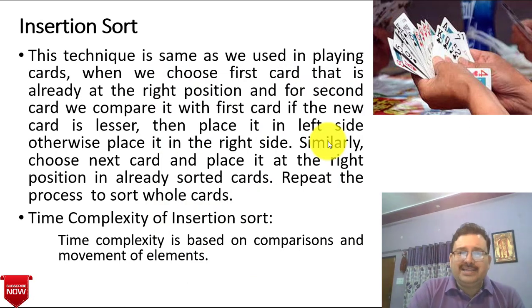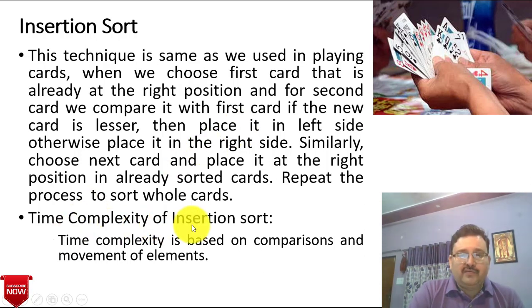So this technique is the same as we use with playing cards. When we choose the first card, it is already at the right position, and for the second card we compare it with the first card. If the new card is lesser, then place it on the left side, otherwise place it on the right side. Similarly, choose the next card, then place it at the right position in the already sorted cards. Clear? So repeat this process to sort the whole set of cards. It's a very simple insertion sort technique we have been using from our childhood.